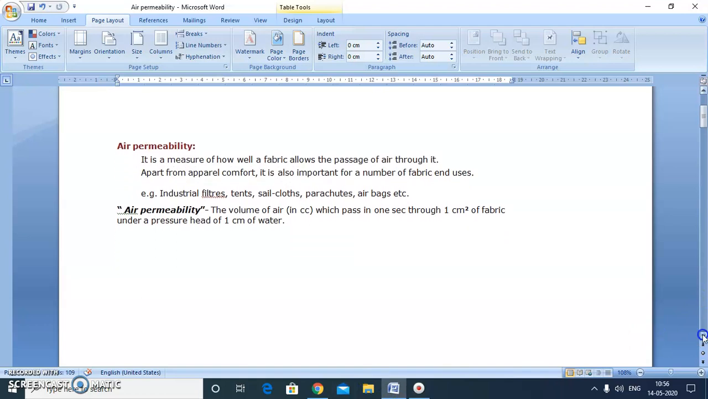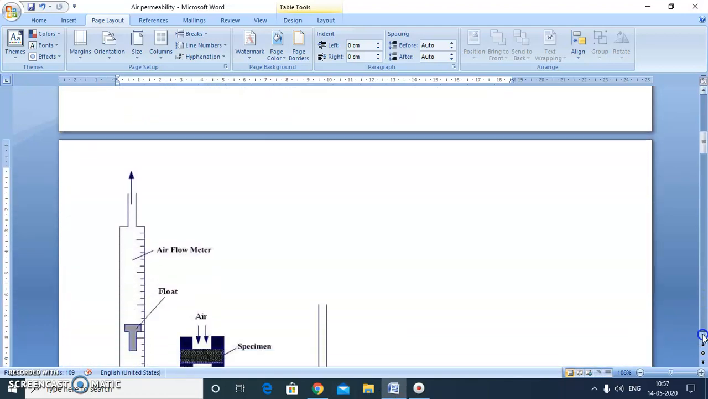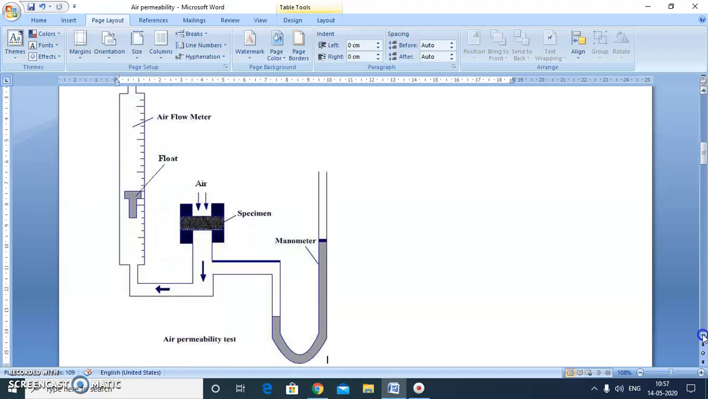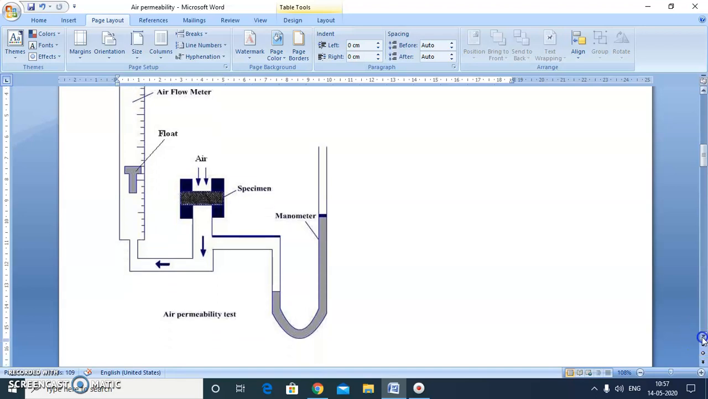Now, what is the line diagram of the instrument used to measure air permeability? It is shown here. So basically, three components are there. One is manometer, which maintains the pressure difference of 1 centimeter of water. Other is airflow meter, which measures the volume of airflow in cubic centimeters which pass through the fabric specimen at 1 centimeter pressure head difference. And here the fabric specimen is shown and air is sucked through it, and we measure the air volume of airflow.